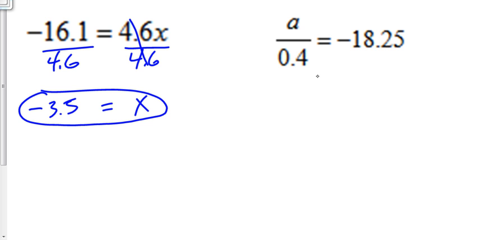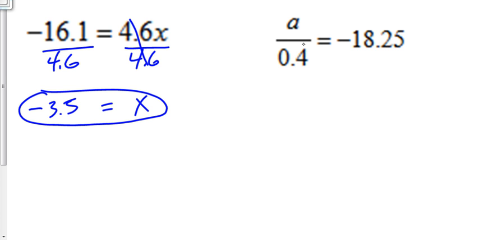Now, I'd like you to pause the video again and work out this next problem. It's our last example for the day. So go ahead and pause it, work it out, and then hit play so you can find out what I did. All right, now that you worked this problem out, I'll work it through and you can compare your notes with mine.